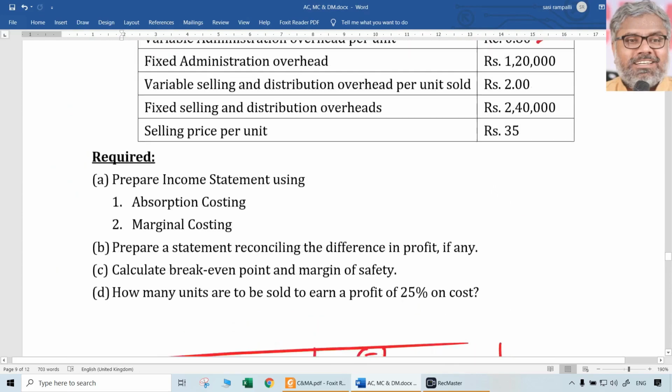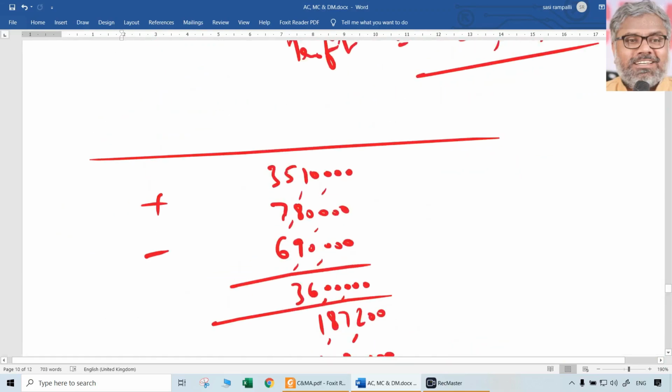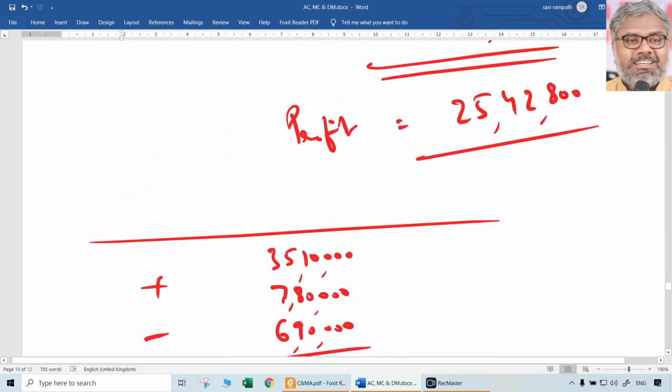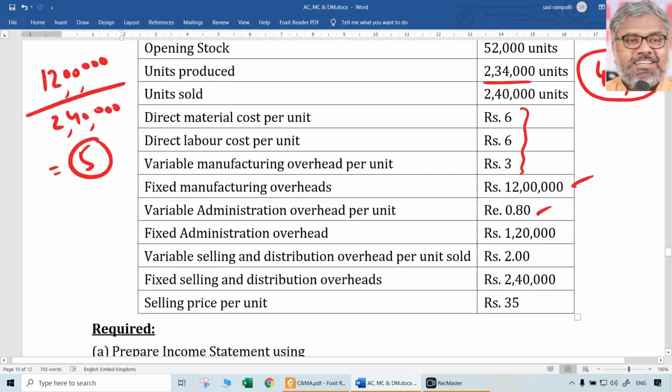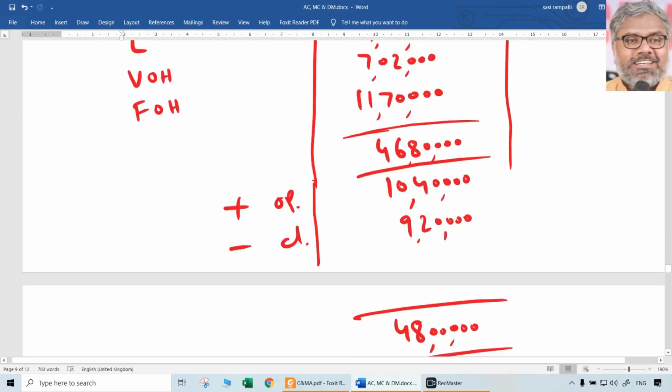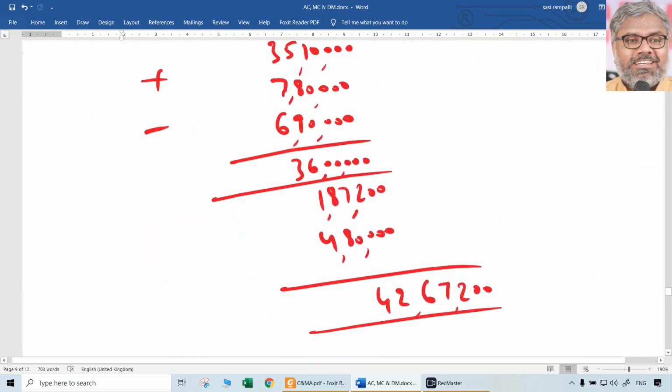Where is that 30,000 coming from? So that you can check from the stocks. Reconciliation can be done. So look at this reconciliation. Opening stock is 7 lakhs 80,000 in case of marginal costing, and in case of absorption costing it was 10 lakh 40,000. So 1040 minus 780, it was 2 lakh 60,000 opening stock difference. Closing stock 920 in absorption costing, 690 in marginal costing. So 2 lakhs 30,000.